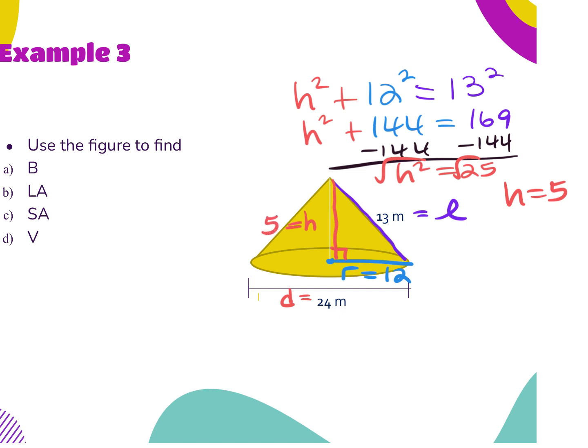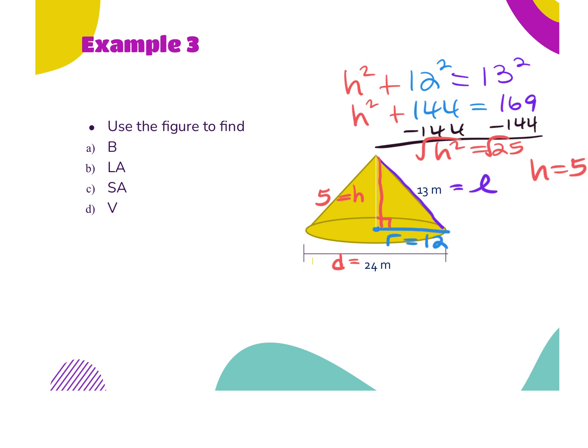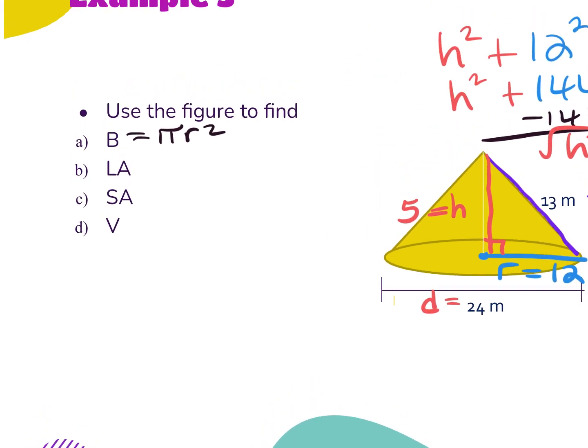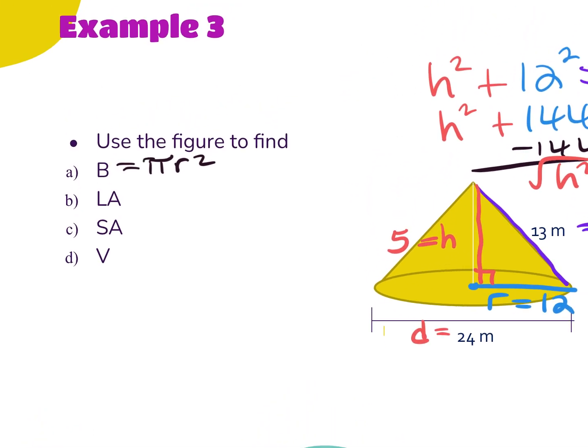Now that I have the value of the three variables that I need, I can plug them into the formulas. So for the base, again, it's a circle. So we're doing pi r squared. My radius again is 12. So pi times 12 squared, 144 pi. And these would be meters squared. Rounded to the hundredths place, 452.39 meters squared.